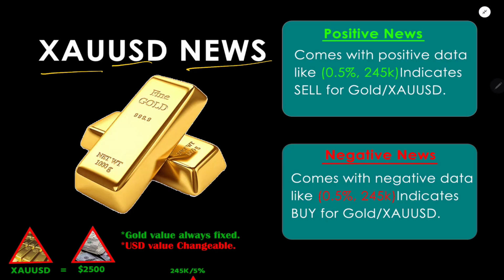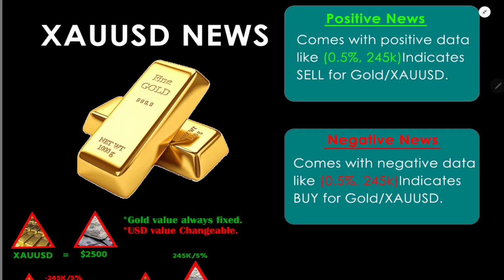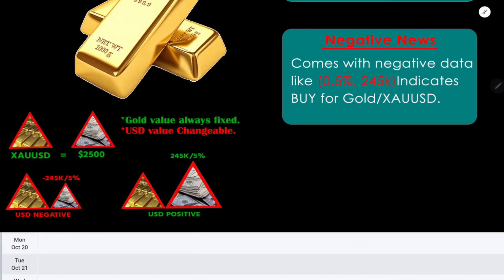There are two kinds of news that come into the market. One of them is positive news, and the second is negative news. Positive news is like green 0.5%, green to 45k, and negative news is like red 0.5%, red to 45k or minus to 45k. If data comes with a positive value, we will sell gold. If data comes with a negative value, we will buy gold. You may ask me, Mr. Boom, why for a positive value do we sell gold, and why for a negative value do we buy gold? Okay, let me explain that.